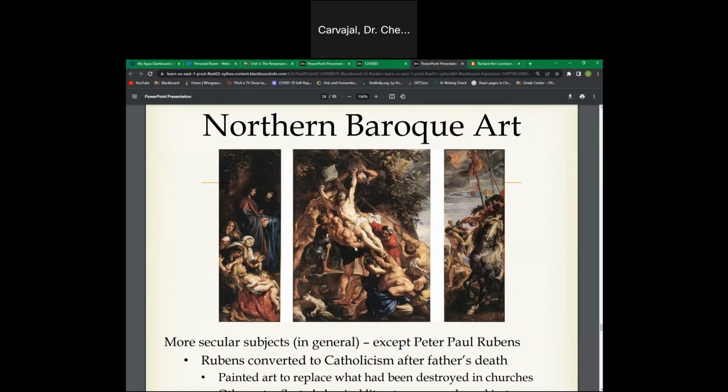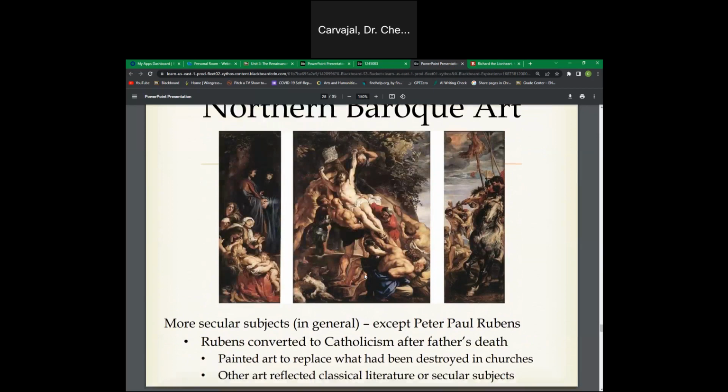Even Jesus is pretty buff. He's not scrawny and very thin like El Greco's version. He's a lot more muscular. And the guy holding him up is certainly muscular. I mean, you could see almost every muscle in his shin, that calf muscle and everything, that's pretty ridiculous. But anyway, Rubens, that's what he's known for.